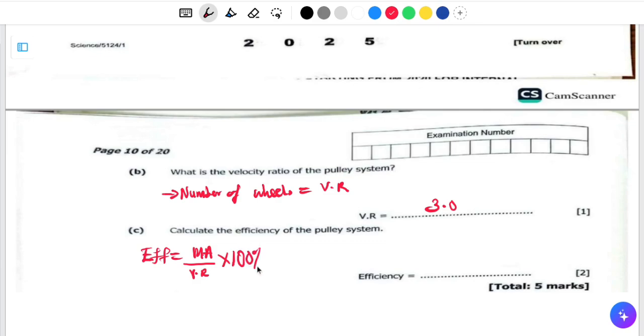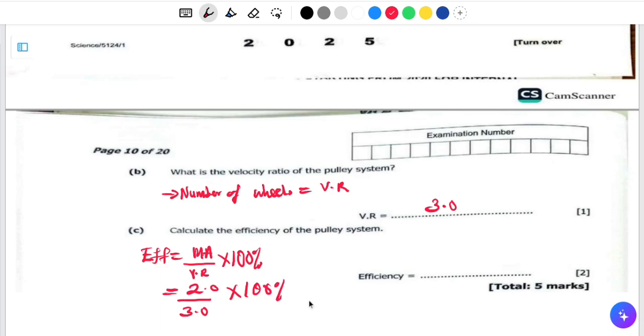Only an ideal pulley system gives you 100% efficiency. This is not an ideal pulley system, meaning other energy is going to be lost due to friction as well as heat. So we have the mechanical advantage, which was 2.0, then the velocity ratio, which is 3.0, then multiply by 100%.